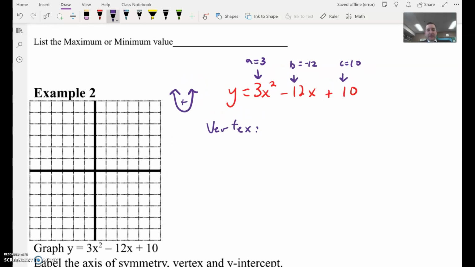How do you find the vertex? This is what you got to remember, gang. If you have to memorize one thing from tonight, it's that it's B divided by negative 2A. That's something that I'm just not going to be able to help you with. You just got to remember that. You can do it. It's 3 letters, okay?